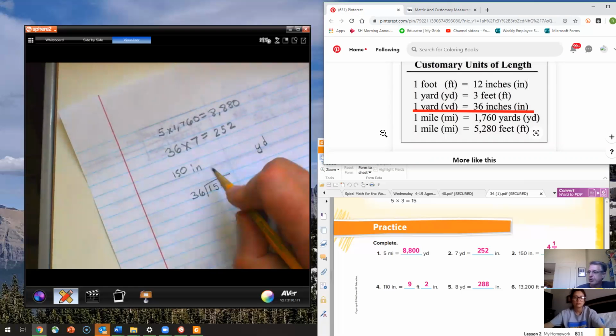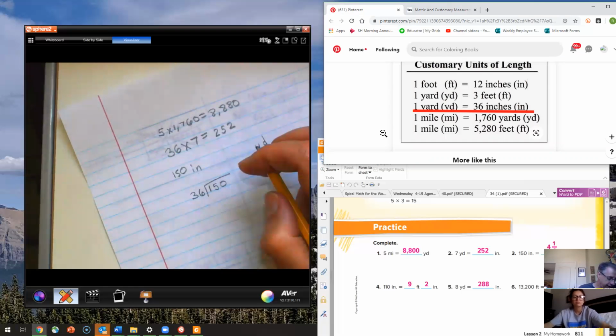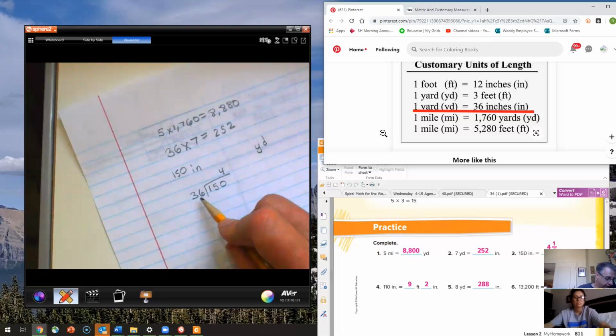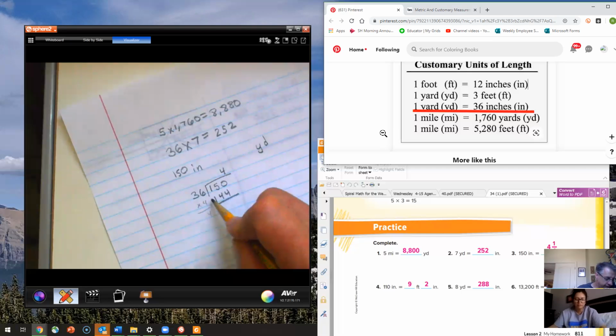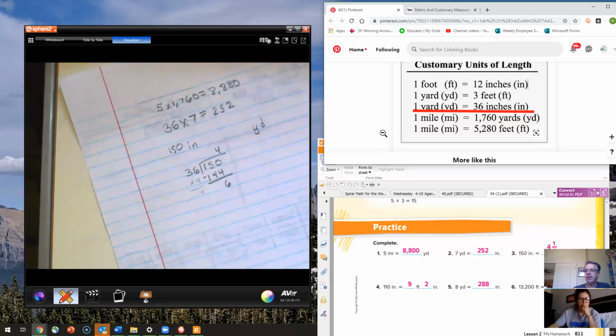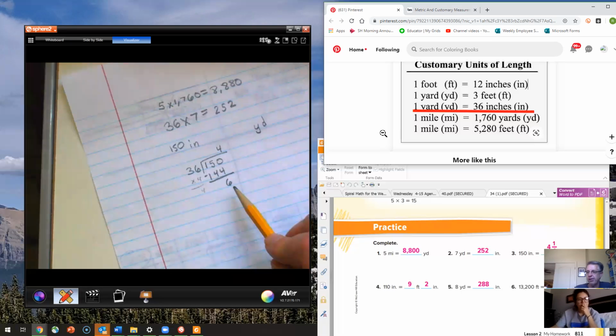When I do that, boys and girls, I end up with 4. I'll do some quick multiplying to remind myself, 4 times 36 is 144. When I subtract that, I get a remainder, and that's what got some kids a little freaked out. They saw that remainder and wondered, well, what do I do? It doesn't go in evenly.